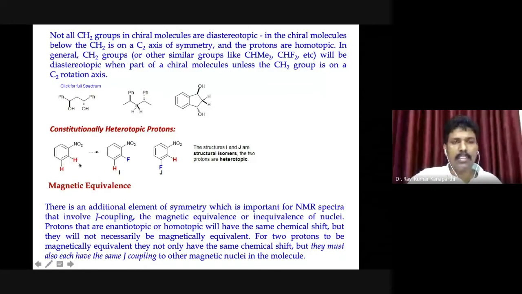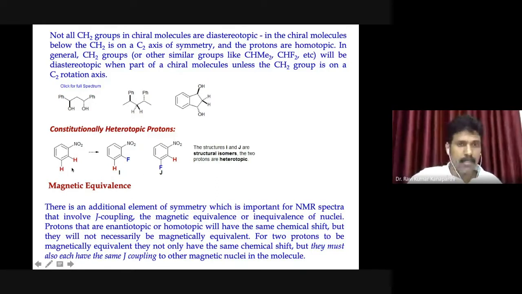You take any substituted benzene and then replace the ortho and meta protons. Okay, then you can think of when you make a substitution with the fluorine, you definitely get two different structures. Okay, a fluorine which is present meta to the nitro is not the same as the fluorine which is present ortho to it, right? So the I and J structures are definitely different.